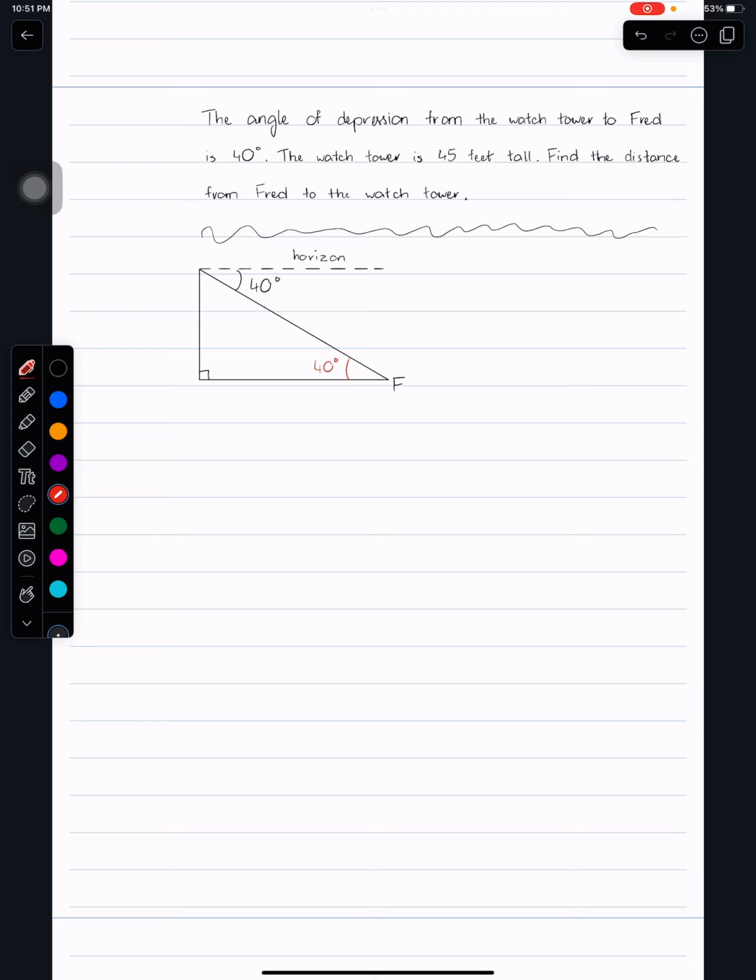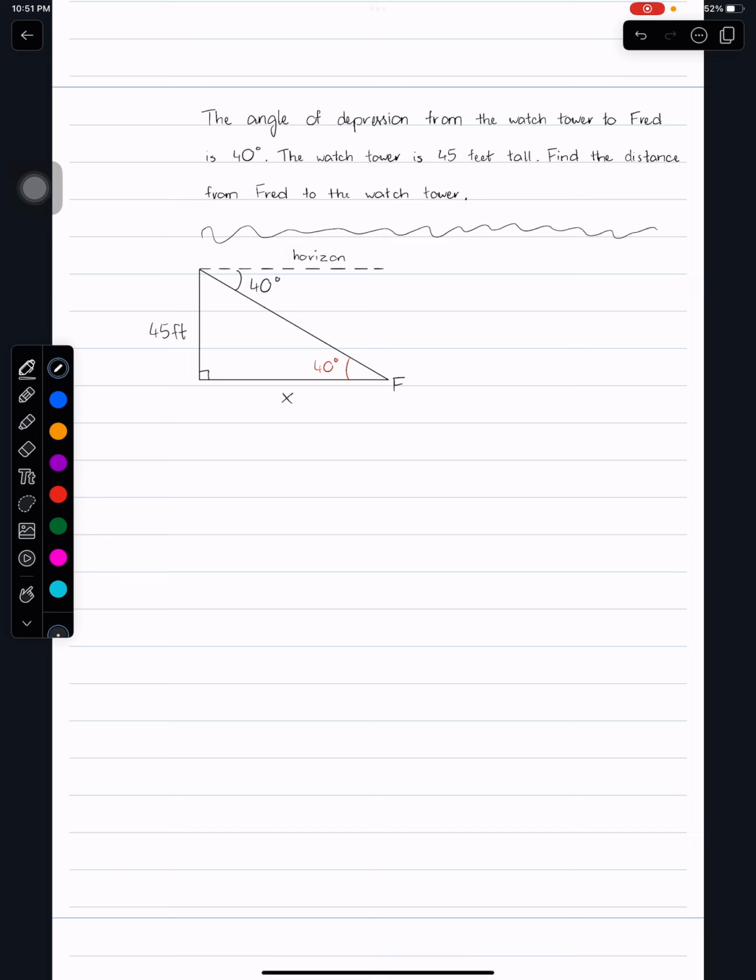Okay, and then after that, the watchtower is 45 feet tall, right? So let's label it. This is 45 feet tall. And then what we have to do is find the distance from Fred to the watchtower. So this is X for the distance that we have to find, right?